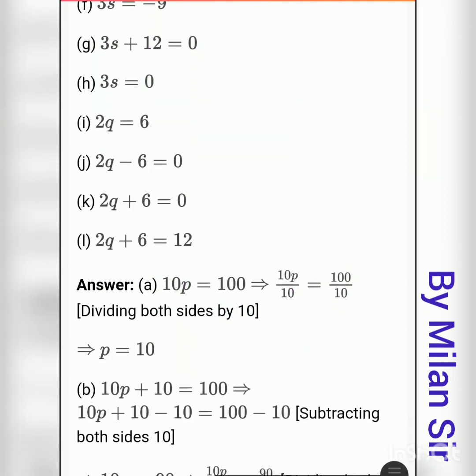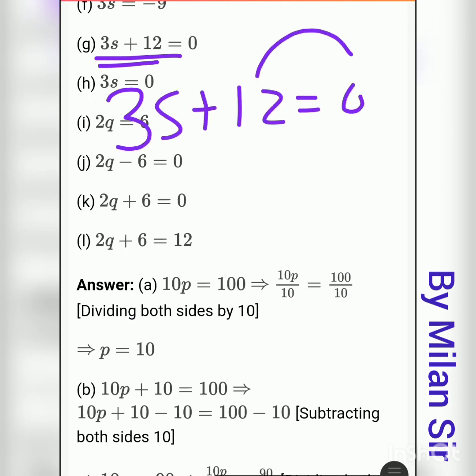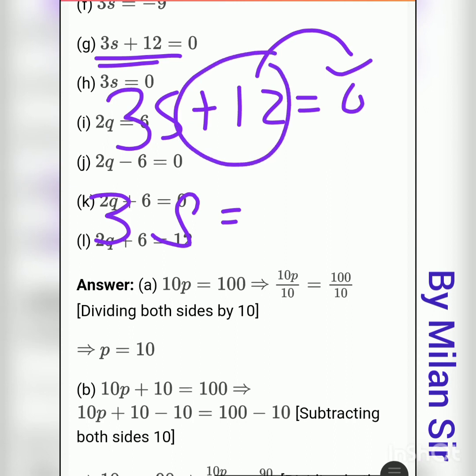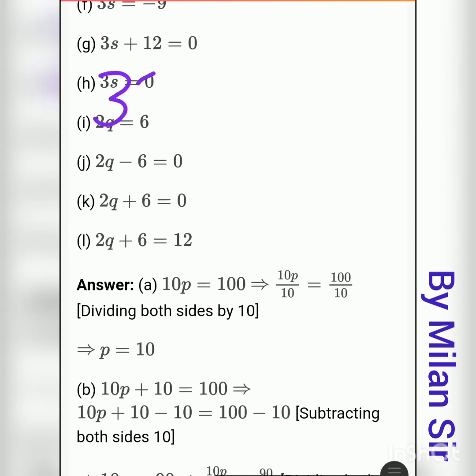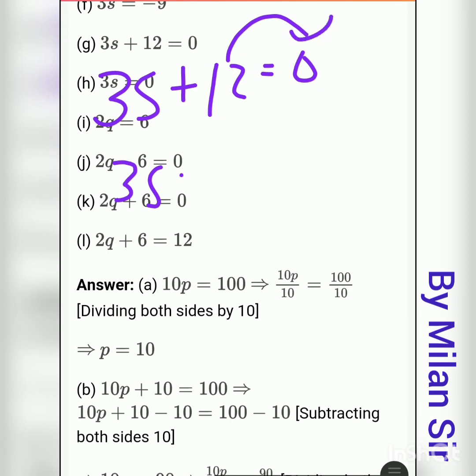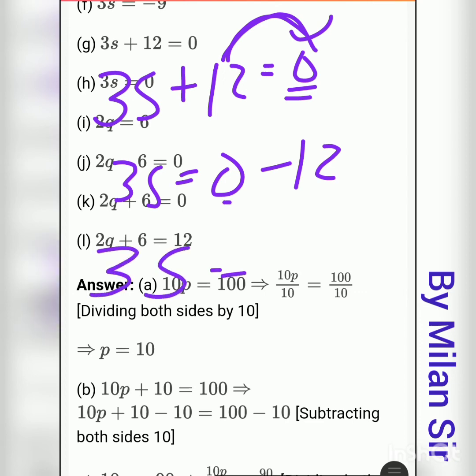After that, here 3s plus 12 is equal to 0. First of all, transfer this 12 to the right hand side. So this plus 12 becomes minus 12. Transfer this plus 12 to the right hand side. So here first of all we have 0. This plus 12 becomes minus 12 here. So 3s is equal to 0 minus 12. It's a minus 12 only.